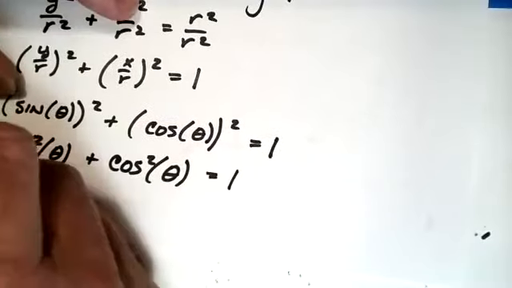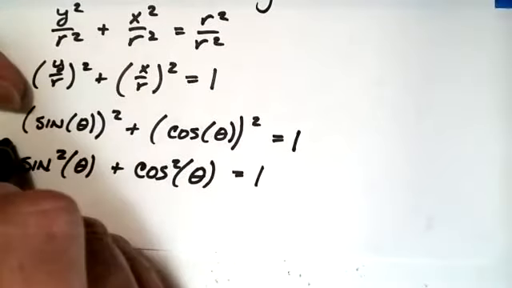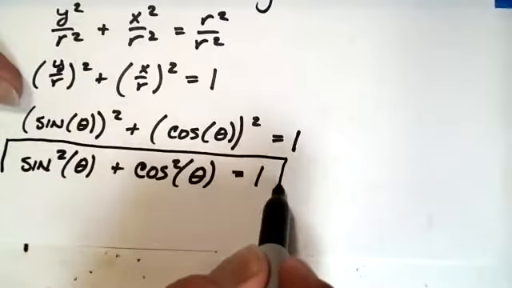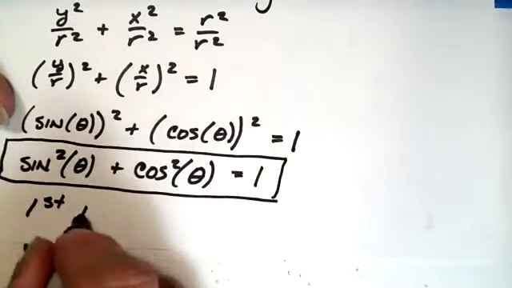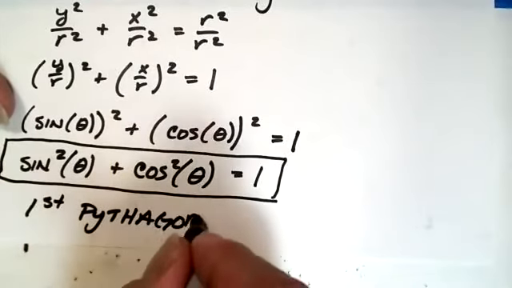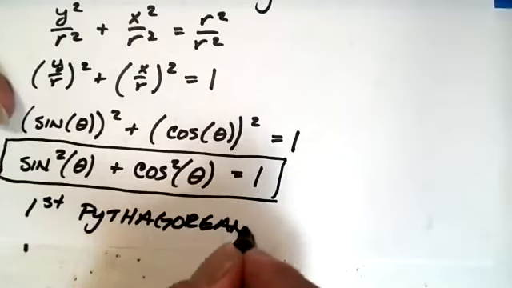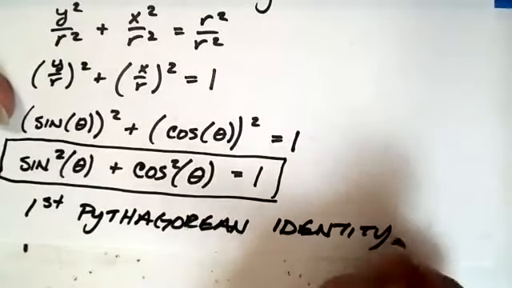So anyways, there's a notational issue, but what we have here is generally referred to as the first Pythagorean identity. Okay?